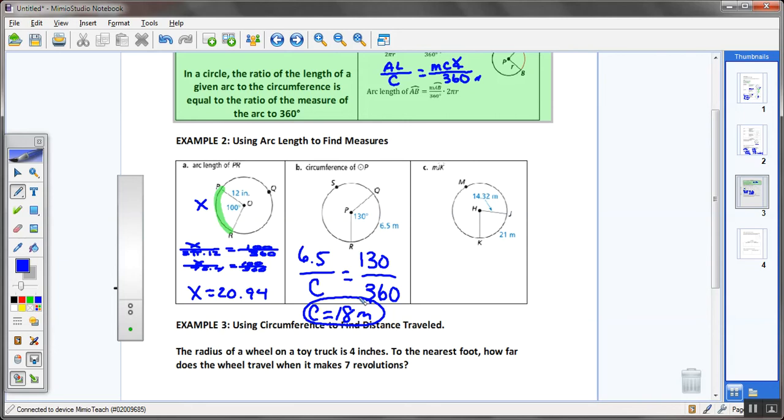What are we asked to find here? Arc JK. Okay, I want you to try that one on your own, see what you get. So go ahead and take a shot at part C. Again, arc length is to circumference as central angle is to 360.